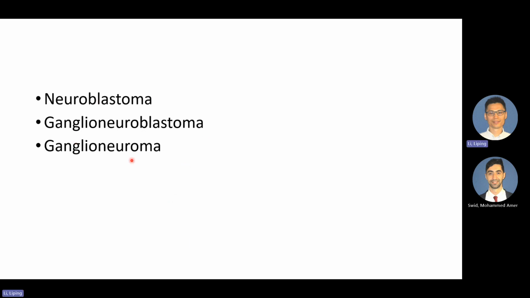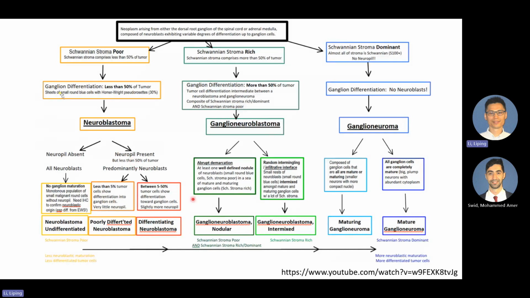I put these 3 together because I just copied this from a YouTube channel where she wrote a really good algorithm to help us quickly understand these 3 entities. First, we need to see how much Schwannian stroma is in the tumor. If there is more than 50% Schwannian stroma, you just consider these 2 categories first. To differentiate these 2, we can see neuroblastoma in this entity.